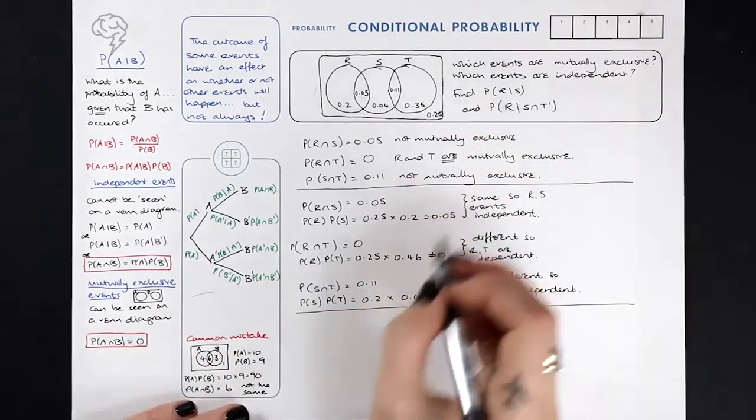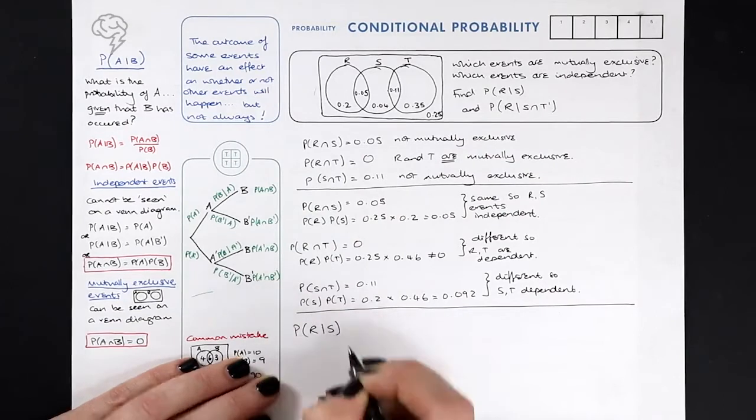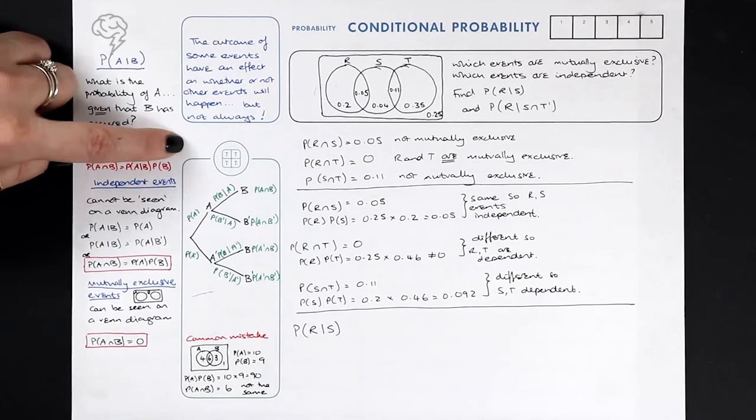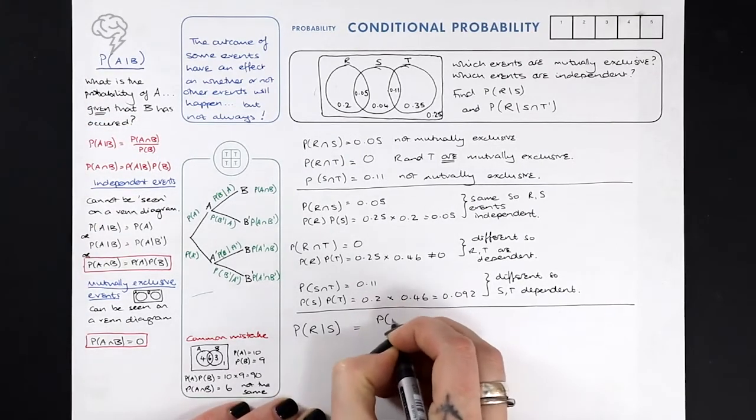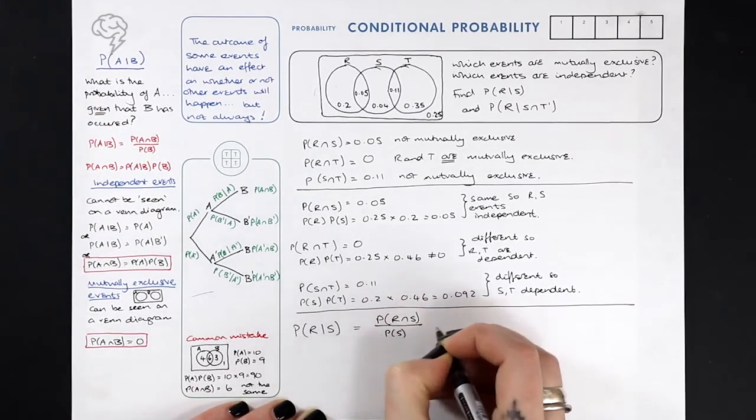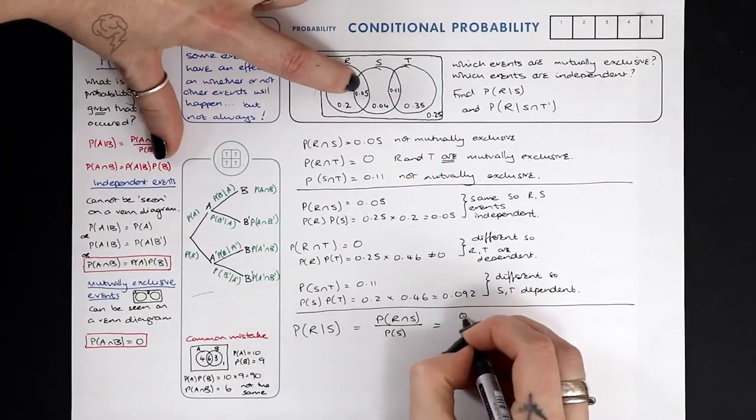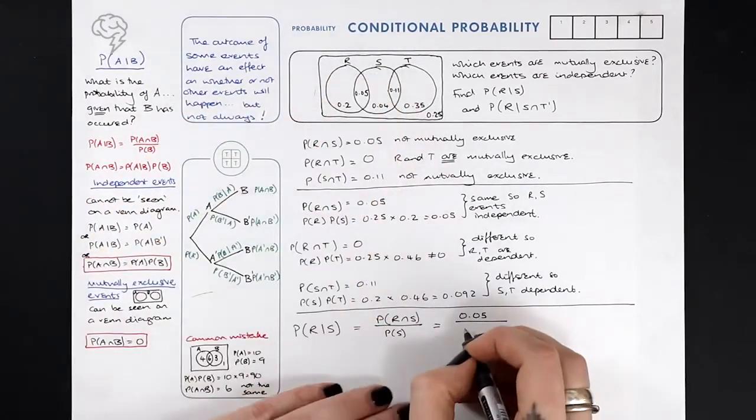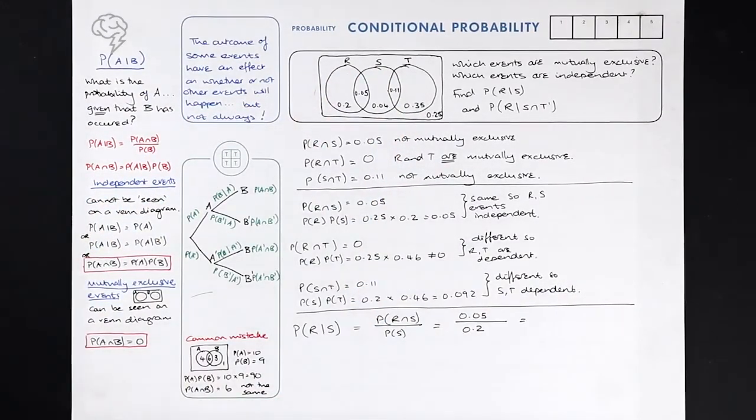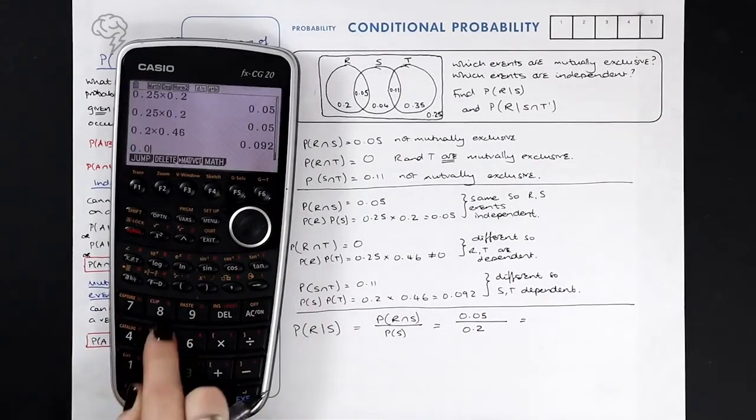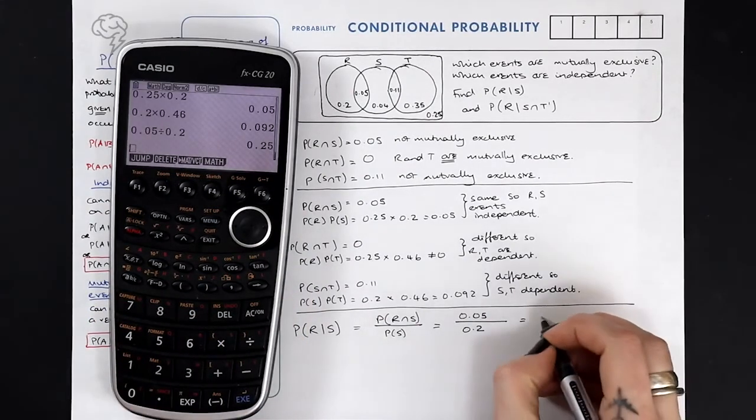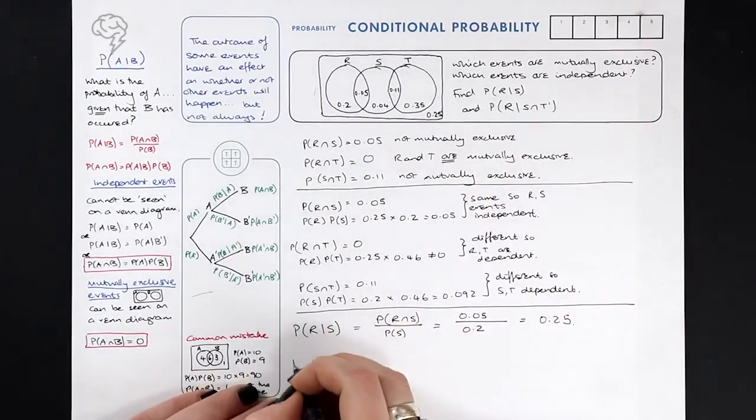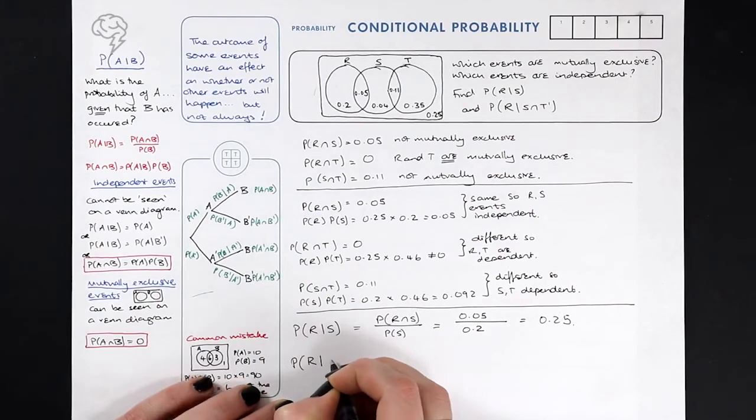Okay, find the probability of R given S. Apply this formula. Probability of R given S is the probability of R and S over the probability of S. Now the probability of R and S is that middle bit there. And the probability of S is this whole thing here. And I can't do numbers. I probably could think about this, but I don't want to make a mistake. 0.25.